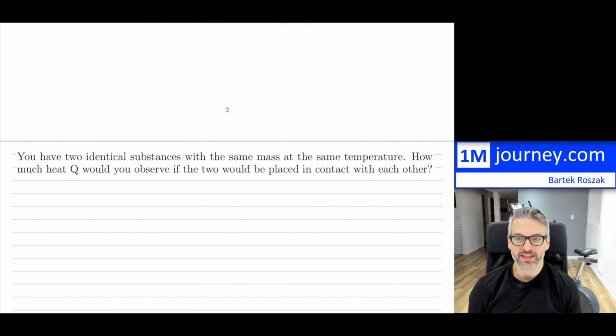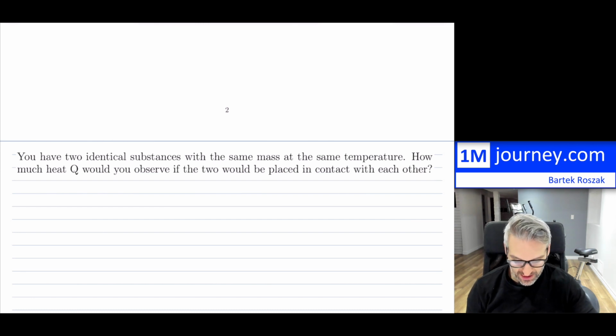You have 2 identical substances with the same mass at the same temperature. How much heat would you observe if the 2 were placed in contact with each other? How much transfer of thermal energy would we see going from one object to another? Well, the answer is 0, none. If you have 2 identical substances with exactly the same mass and the same temperature, the specific heat capacities would be identical, so there isn't really any transfer, on average, that you would see.